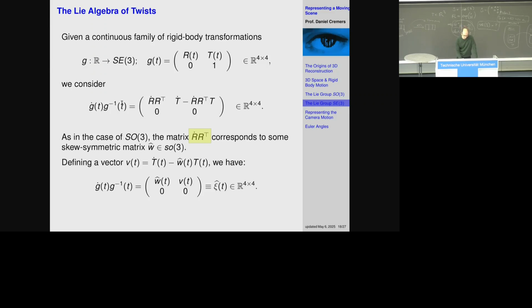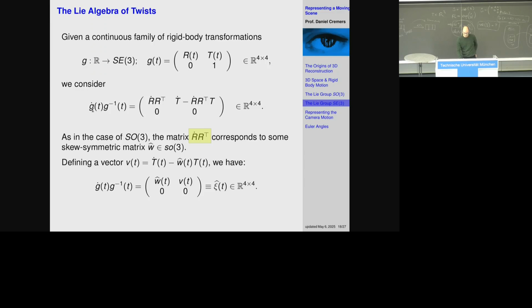So we're going to do something similar. For the group elements G that we have here, these rigid body motions with rotation and translation, we're going to consider a family of rigid body motions parameterized in time. For every time we have a rigid body motion, a 4x4 matrix that is in SE3.